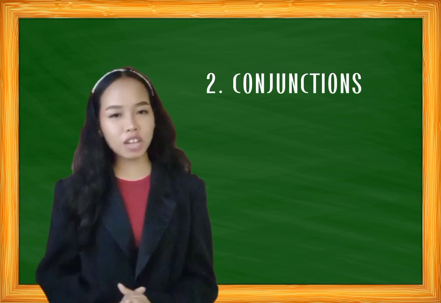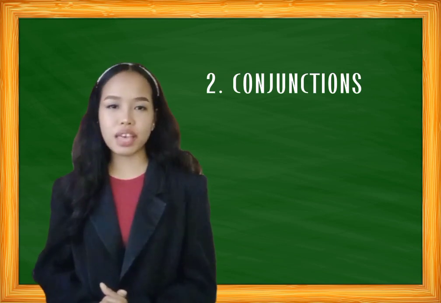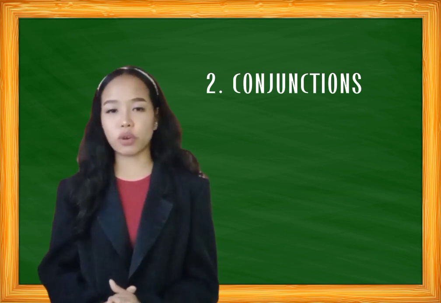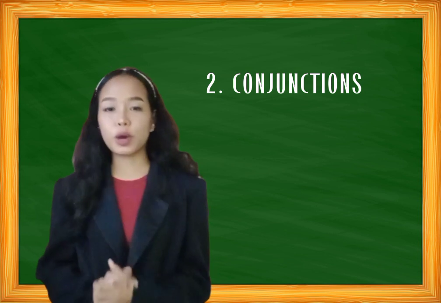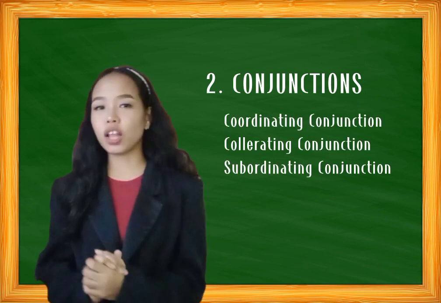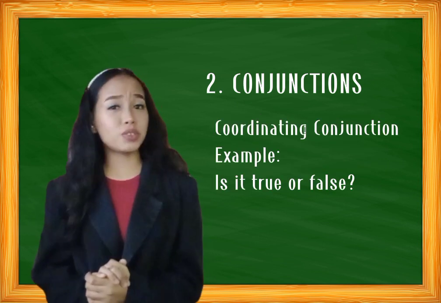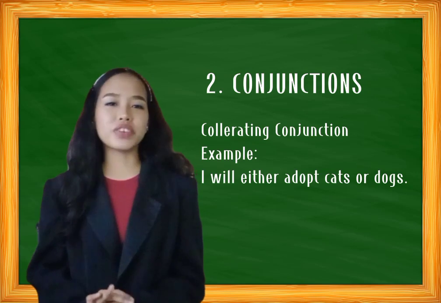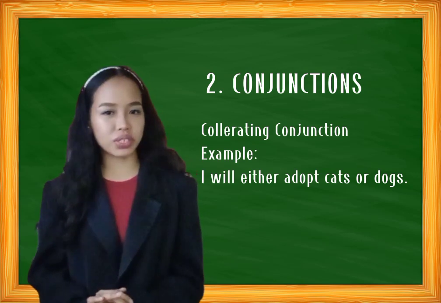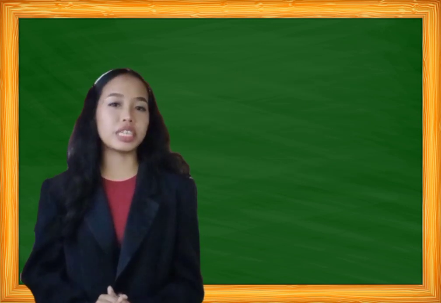Conjunctions. These are also known as connectors that would link phrases or clauses. These are classified into three: coordinating, correlative, and subordinating. Is it true or false? I will either adopt cats or dogs. I will go to the park after the party.